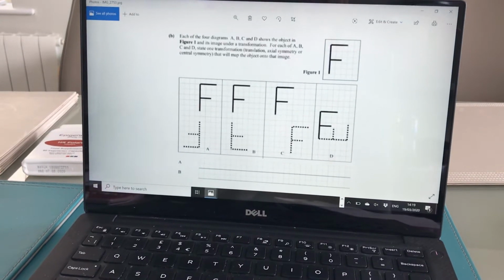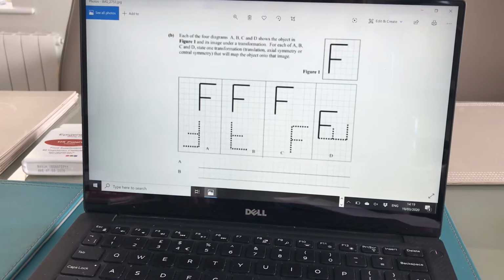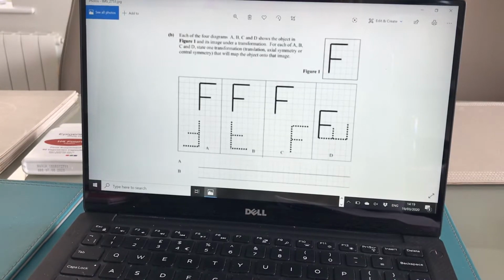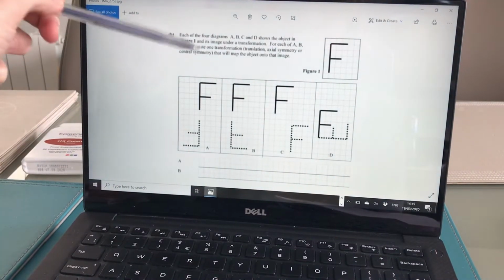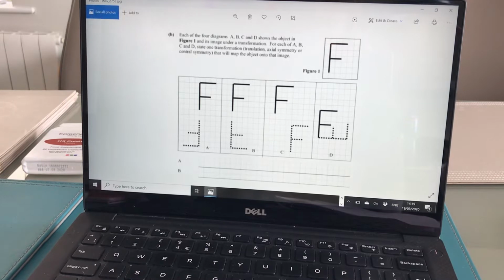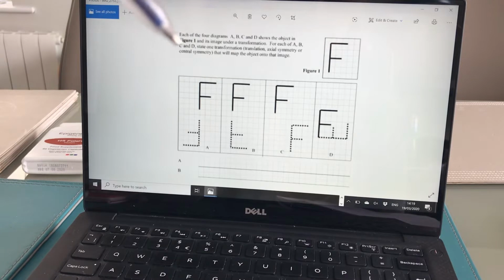This is the question that I sent on for you to do yesterday from the Junior Cert. Each of the 4 diagrams, A, B, C and D, shows an object, figure 1, and its image under a transformation. So we've done something to the image. I don't know if you remember in primary school where you would paint half a butterfly and then you'd smash it over. So that's a type of transformation here.